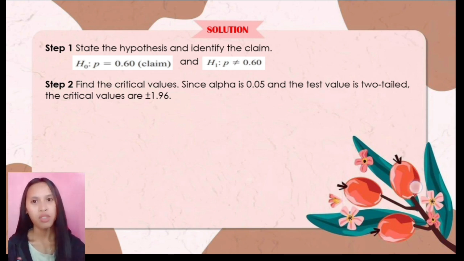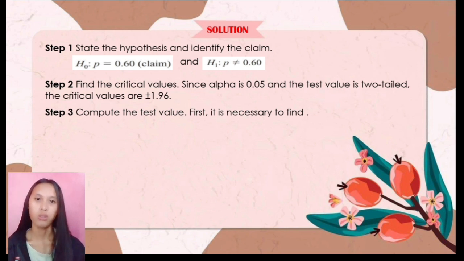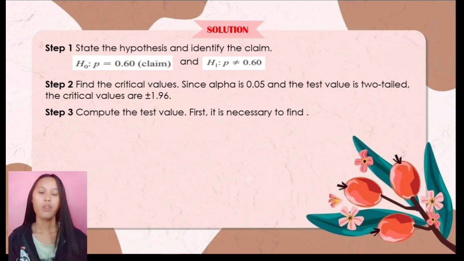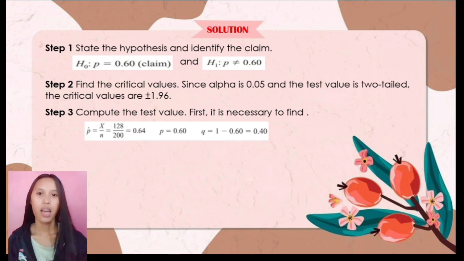So in step 3, let us compute the test value. It is necessary to find the observed value. The observed value is equal to x over n, where x is 128 and n is 200. So 128 divided by 200 is 0.64. Our p here is 0.60 and our q is 1 minus 0.60, equal to 0.40.